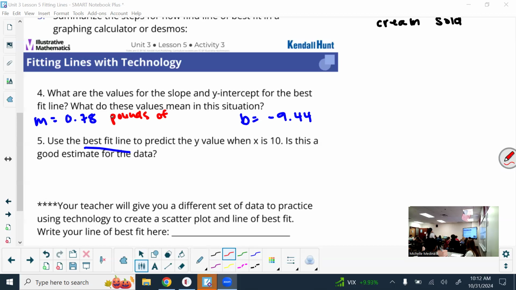Okay, do you guys agree with that? That 0.78 is on the ice cream? Some saying yes, some saying no. So here's a way to help you. There's lots of formulas for slope. You tell me some formulas I'm giving you for slope.